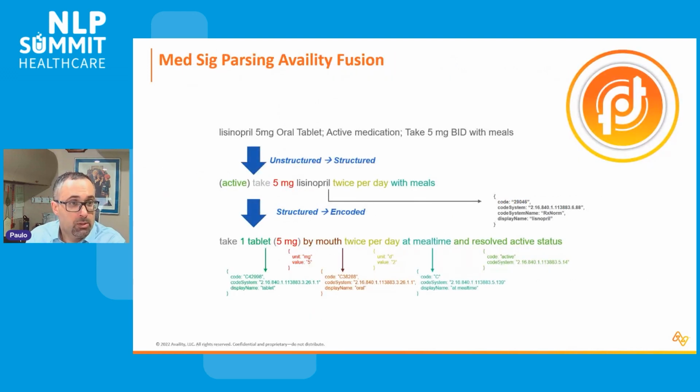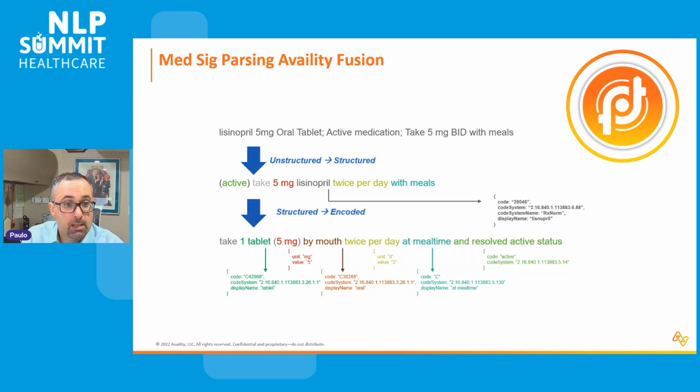So let's talk about what we do in terms of med-sig parsing. Here's an example of a prescription, and this is a prescription for lisinopril 5 milligram oral tablet. And the instructions are take 5 milligrams BID with meals. BID means twice a day for those that don't know medical abbreviations. What we first do is convert the unstructured prescription to structure. We've basically taken that to take 5 milligrams lisinopril twice per day with meals. And then lastly, we take that structured data and we encode it.